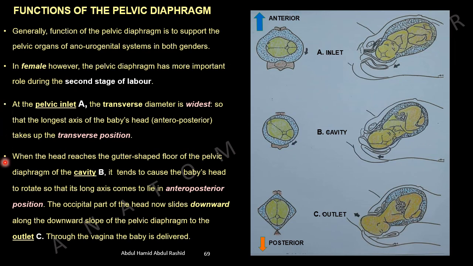So when the head of the baby reaches the gutter-shaped floor of the pelvic diaphragm of the cavity, that is B, you can see there, it tends to cause the baby's head to rotate so that its long axis comes to lie in the anteroposterior position. As it comes down, it rotates slowly so that when it comes to the outlet, it is in the anteroposterior position, through which the baby will then come out and deliver through the vagina.